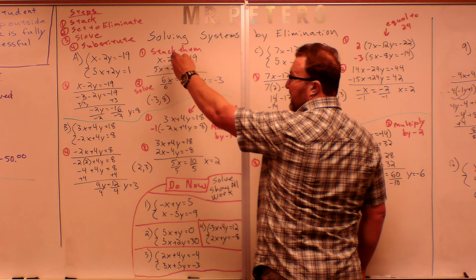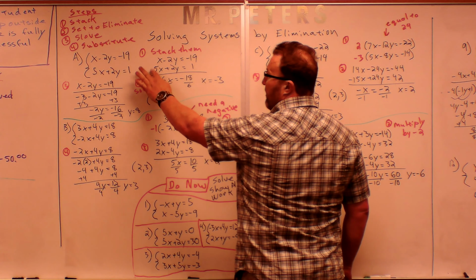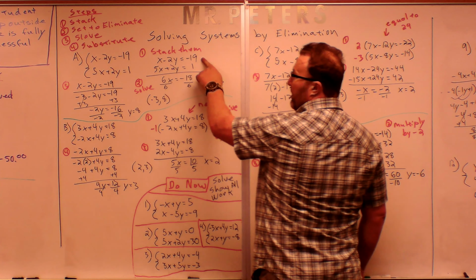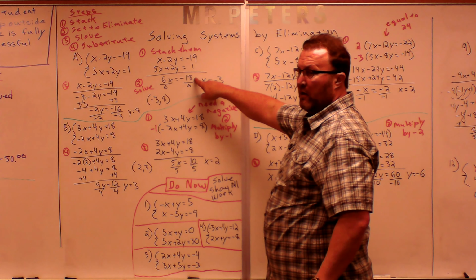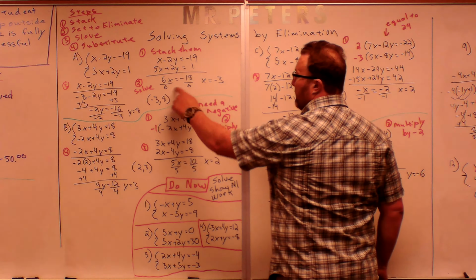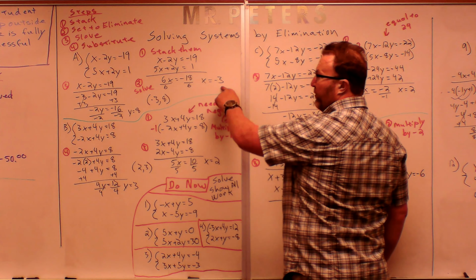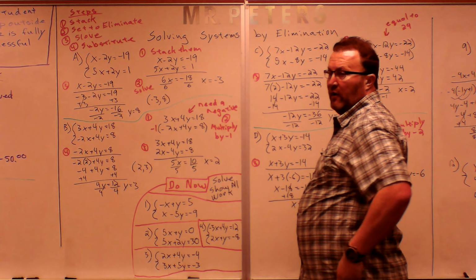We ignore these because this ends up being 0. And we combine our 5x and our x, 6x. We take negative 19, add 1 to it, negative 19 plus 1, negative 18. Then divide by 6, x equals negative 3. Any questions on how I solved it?